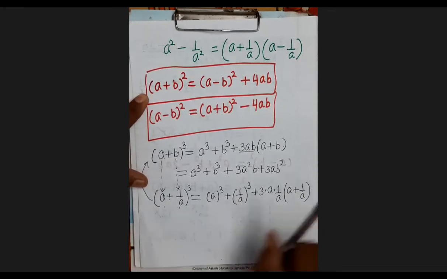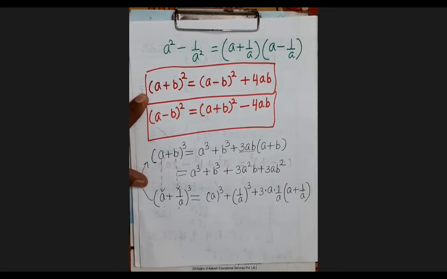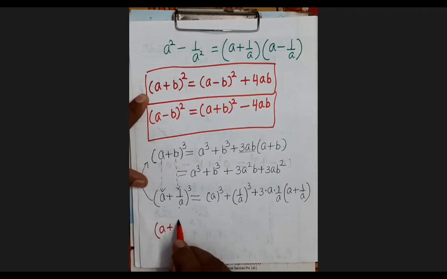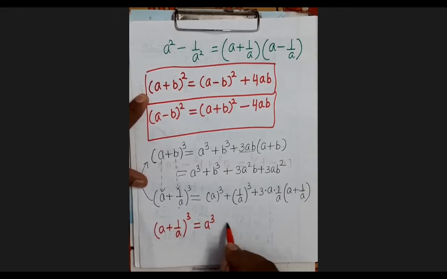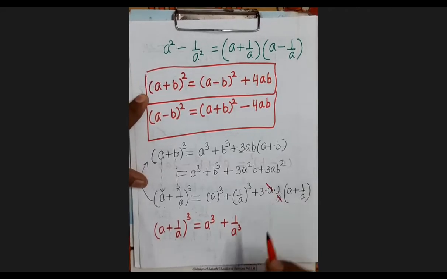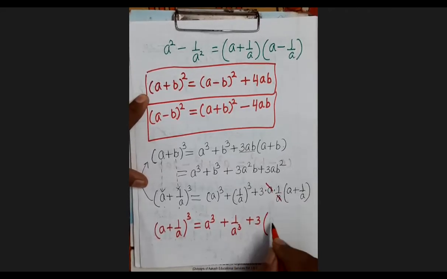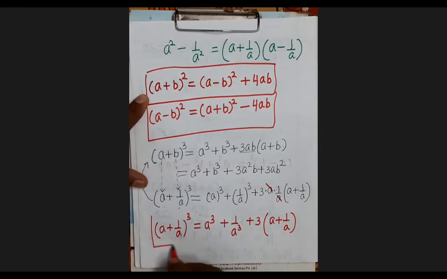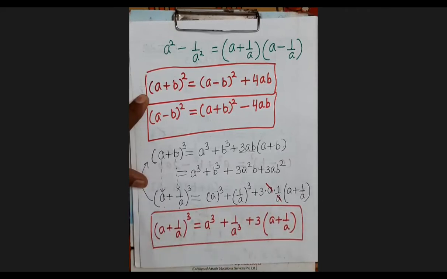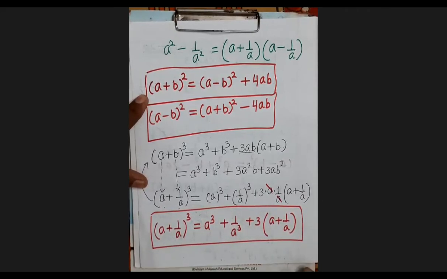On further simplifying, you will get A plus 1 upon A whole cube equals A cube plus 1 upon A cube plus 3, since A and A cancel, times A plus 1 upon A. This formula is not given in your formula list, therefore you note it down. It's clear?